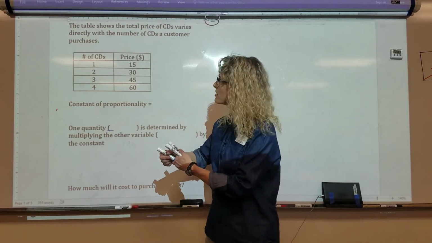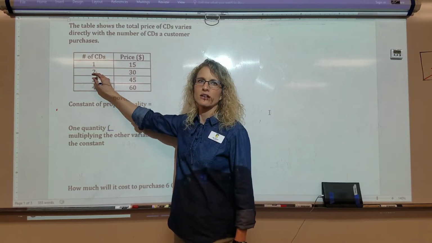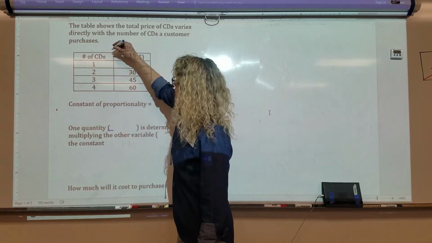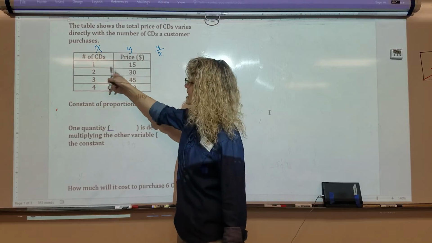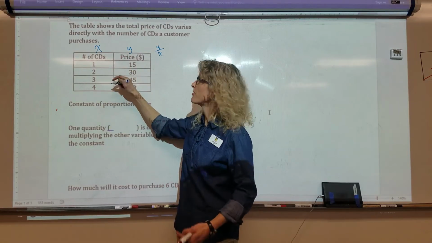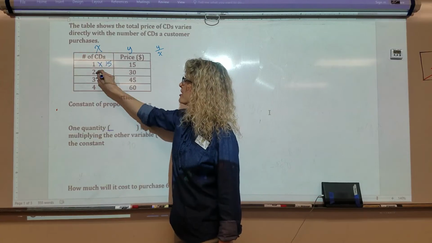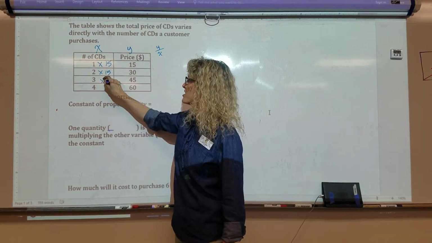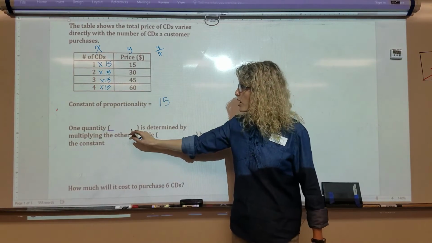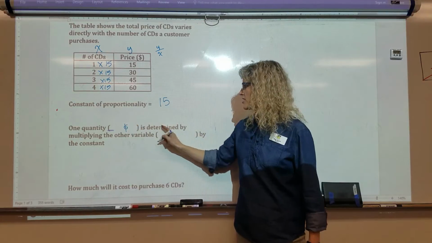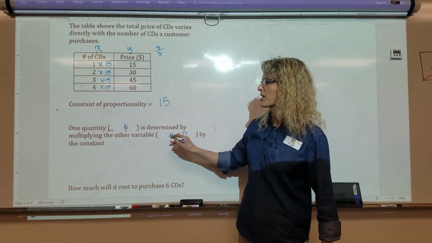Lucas? You can divide the y, or the price, by the number of CDs sold. So it would be 15 divided by 1, which would be 15. And then you can check it with a couple others to make sure it stays the same. I like that. You check it with a couple others, make sure it's the same every time. So the output divided by the input will help me find that constant, right? This would be times 15, constant of proportionality, 15. One quantity, the price, is determined by multiplying the other variable, the number of CDs, by the constant.